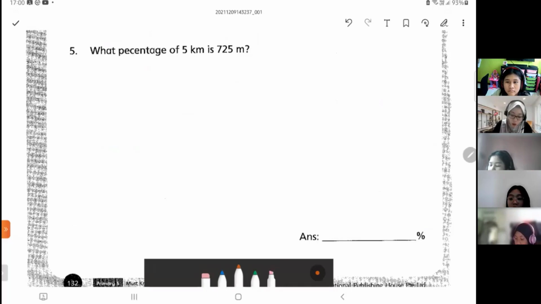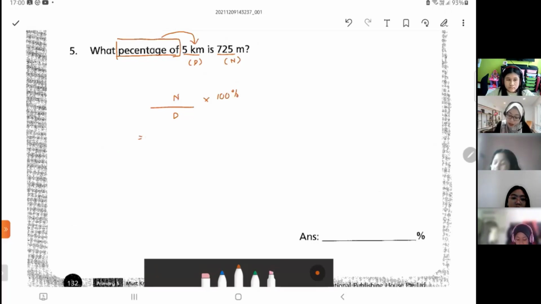What percentage of 5 kilometer is 725 meters? Percentage of, whatever comes after the phrase percentage of is my denominator, then the next one is my numerator. Before I do my numerator over denominator times 100%, you must indicate where is your numerator and where is your denominator. So I have this, right?